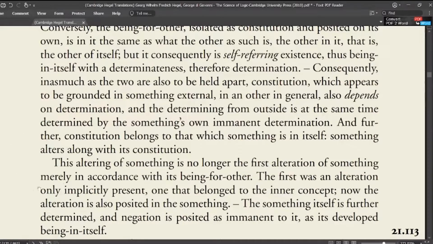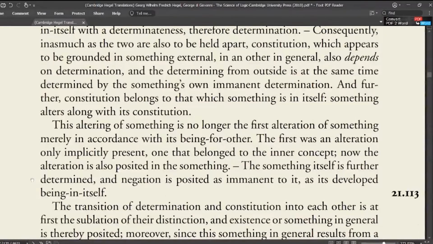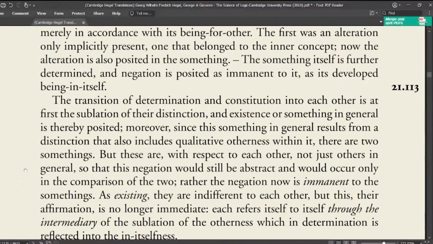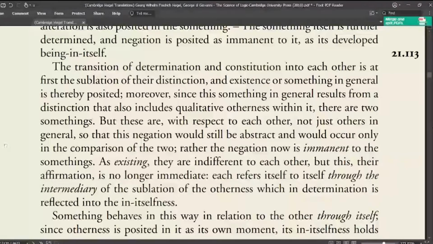This altering of something is no longer the first alteration of something merely in accordance with its being for other. The first was an alteration only implicitly present, one that belonged to the inner concept. Now the alteration is posited in the something. The something itself is further determined, and negation is posited as immanent to it, as its developed being in itself. The transition of determination and constitution into each other is at first the sublation of their distinction, and existence or something in general is thereby posited.